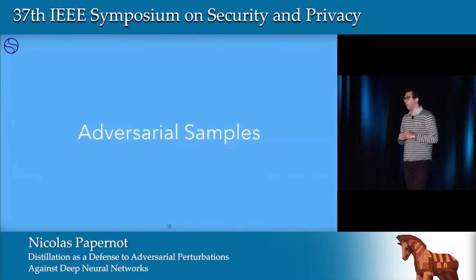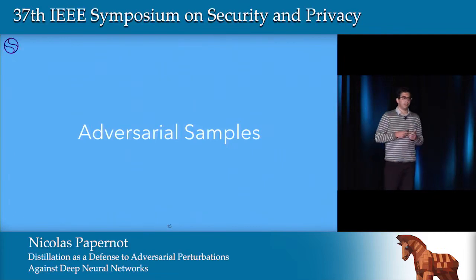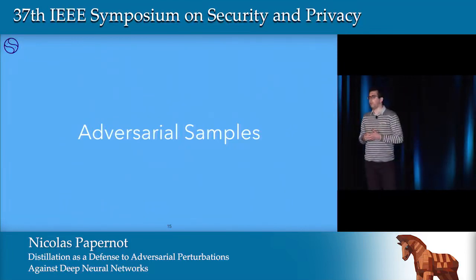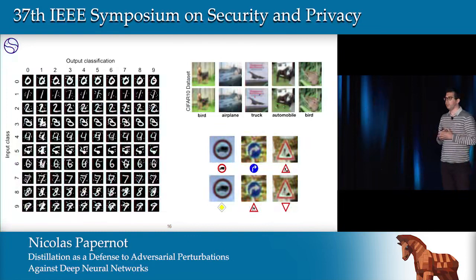However, even though neural networks perform very well on legitimate inputs, previous work has demonstrated that it is extremely easy for adversaries with knowledge of the neural network to find indistinguishable perturbations that will force the model to output a wrong class. So for instance, here on the left, you have our digit data set. On the diagonal, all the samples are correctly classified by the model. And off the diagonal, you will find adversarial samples that are all misclassified by the model.